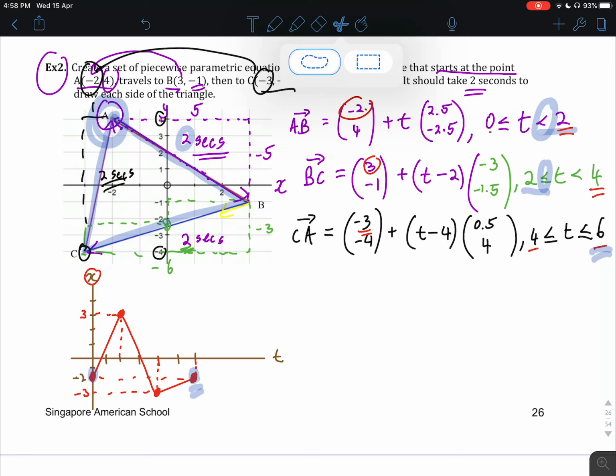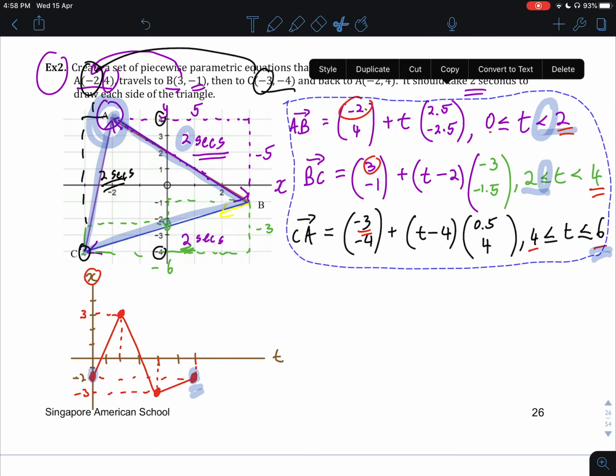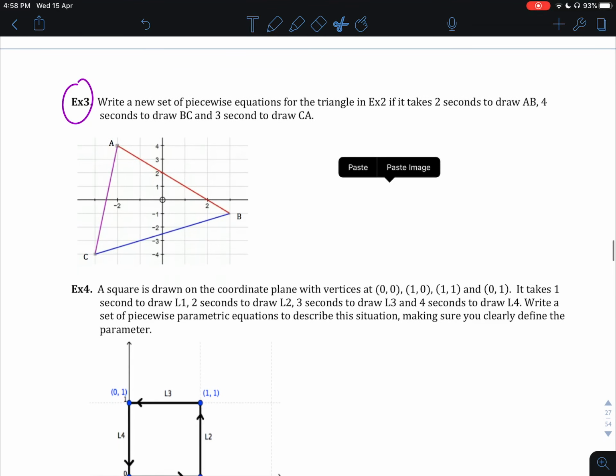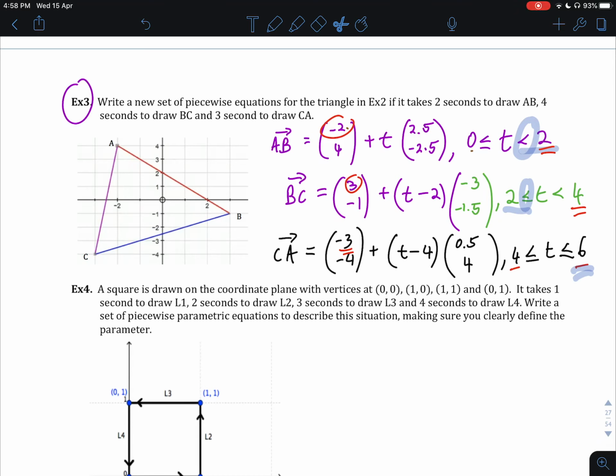What I'm going to do now is try to be as efficient as possible. And so I'm just going to do a quick copy of my parametric equations from this example, and we're going to move down to example 3. What you're going to see for example 3 is that it is the same question. This time, what is changing is we have 2 seconds to draw side AB. It takes 4 seconds to draw side BC, and it takes 3 seconds to draw the last side, side CA.